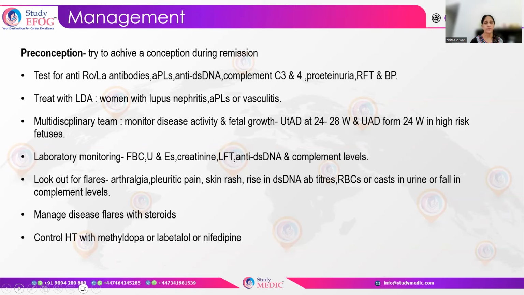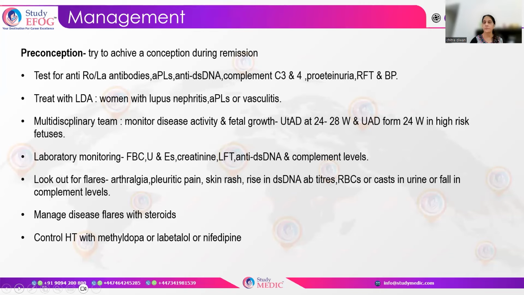Now, women who have lupus nephritis, or antiphospholipid antibodies are positive, or they have vasculitis, treat these women with low-dose aspirin in pregnancy. These women, during pregnancy, should be under care of a multidisciplinary team, and the team is responsible to monitor the disease activity and also monitor fetal growth. So how do you monitor fetal growth? You start with uterine artery Doppler at 24 to 28 weeks and umbilical artery Doppler from 24 weeks in fetuses who are at a high risk of fetal growth restriction.